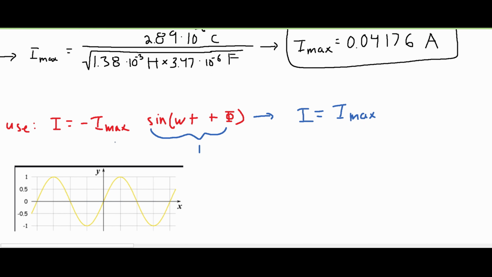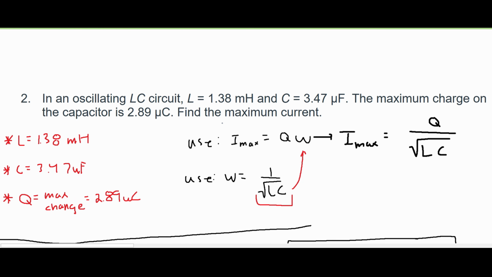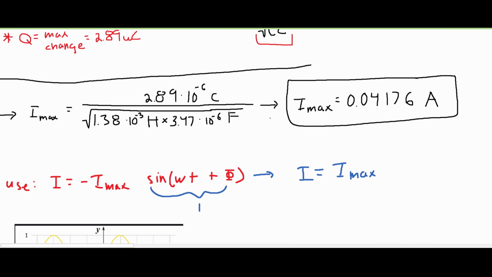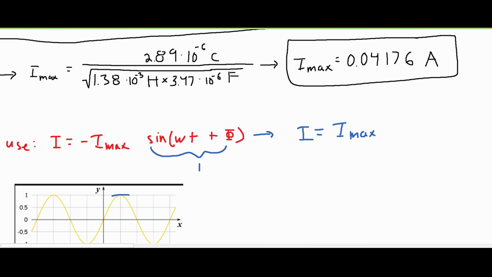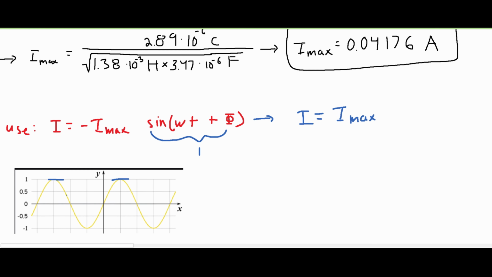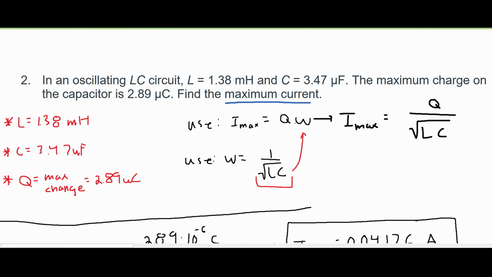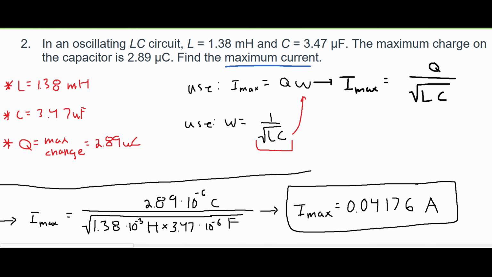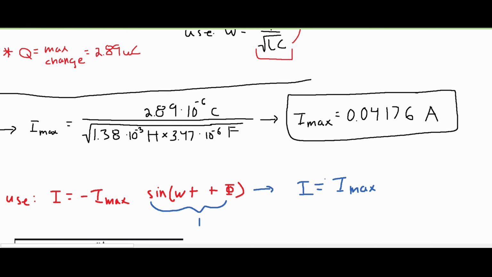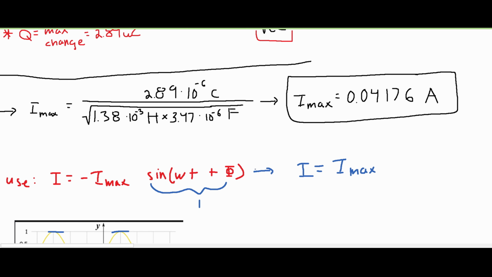And our sine is 1 because we need to find the maximum current, and our max of sine, as we can see by the graph, is just 1. That's why we're just left with this part, and we put it right here. And for this, we would say our I is equal to QW, and our W, which is omega, is equal to 1 over the square root of LC, and we plug this in here, and we could solve it like that.